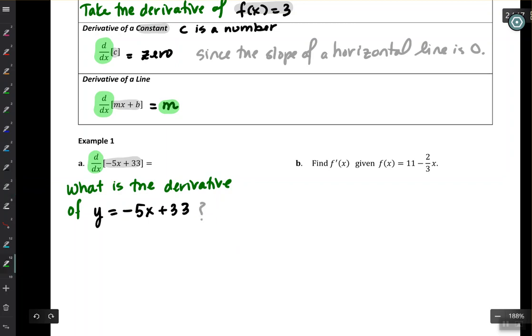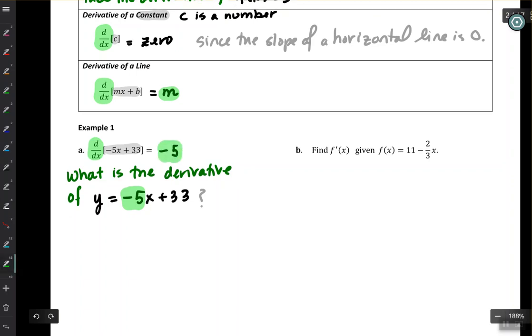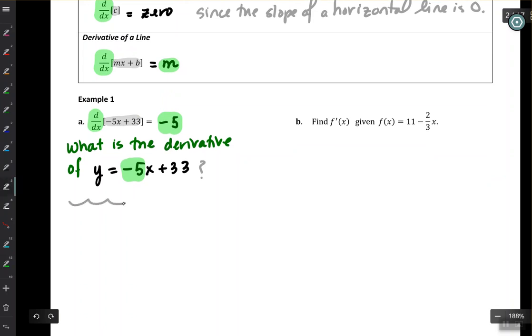Well, we know the derivative is the slope of the tangent line. And the slope of a straight line is constant everywhere. Answer, minus 5. I could have also asked you this question another way if I said that f of x or y was minus 5x plus 33. I could ask you to go ahead and find f prime of x, right? It'd be the exact same thing. We're just getting used to that derivative operator notation.